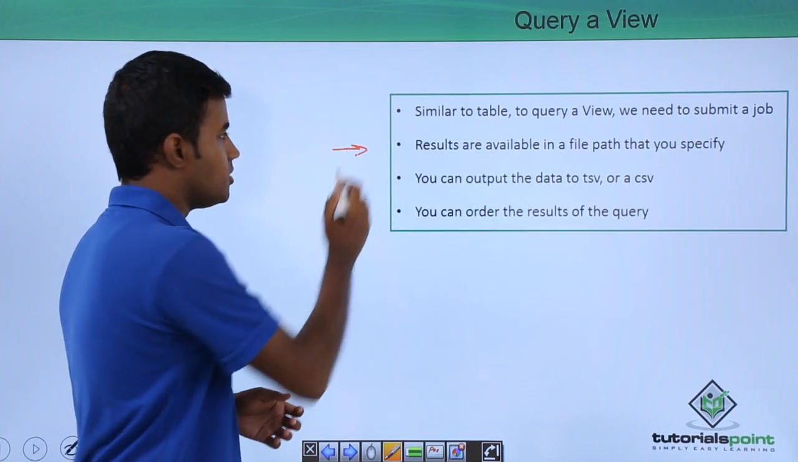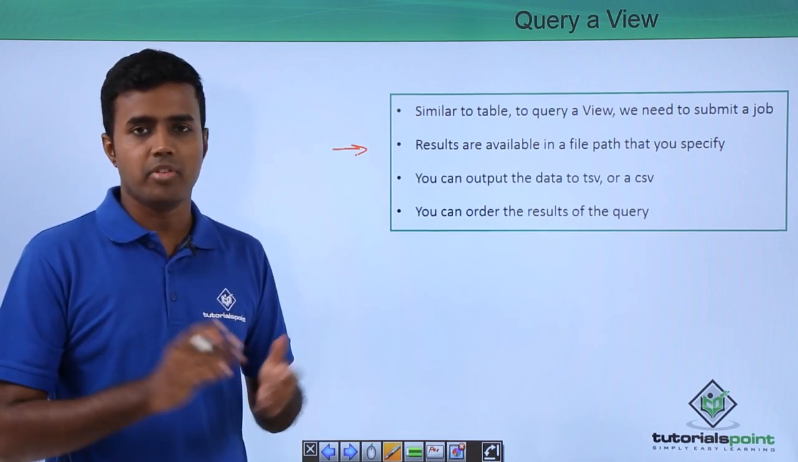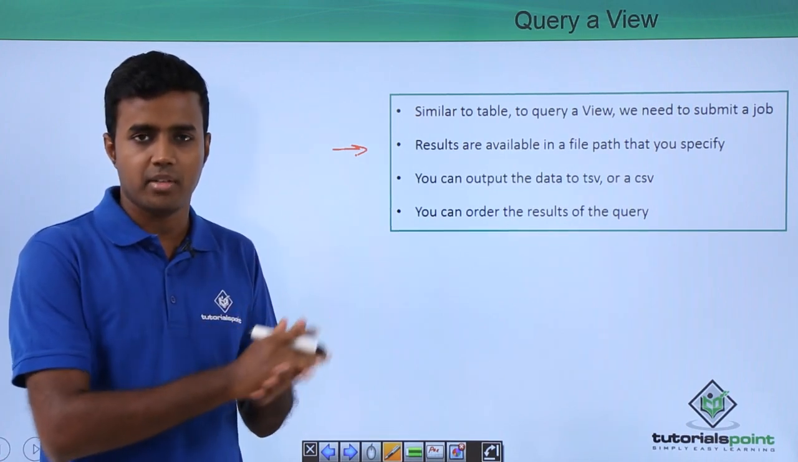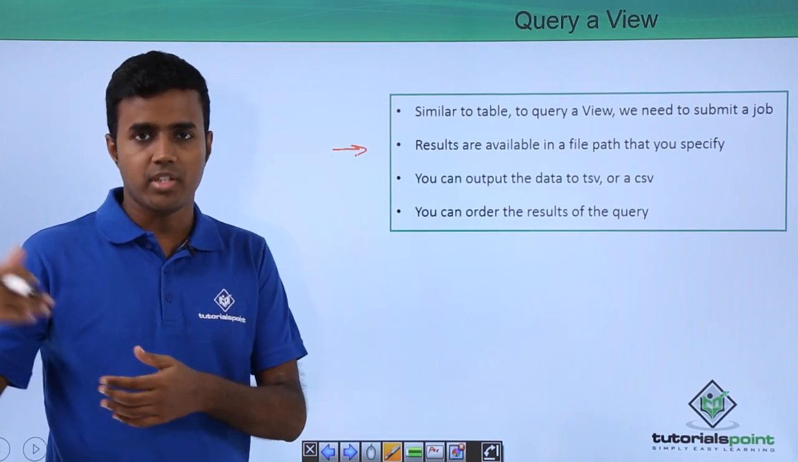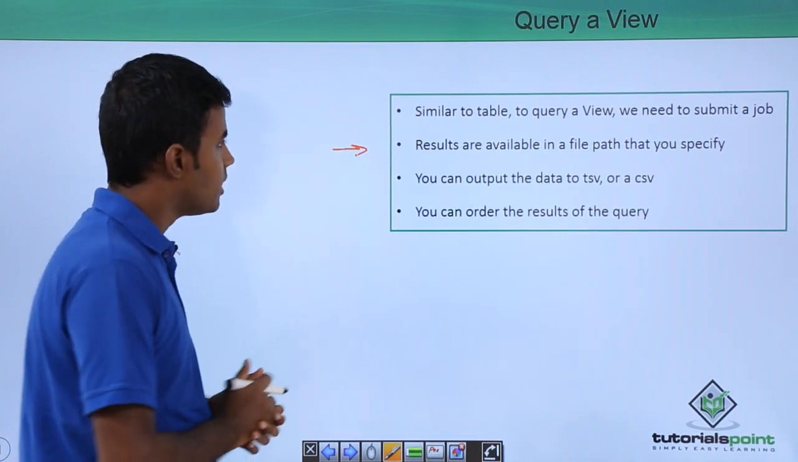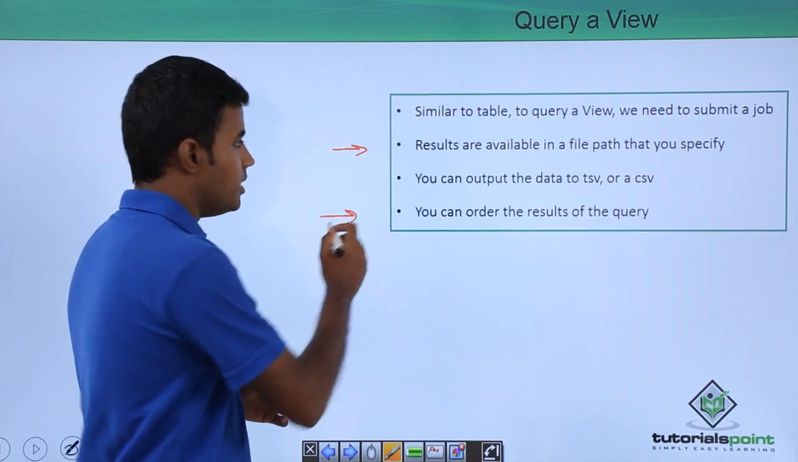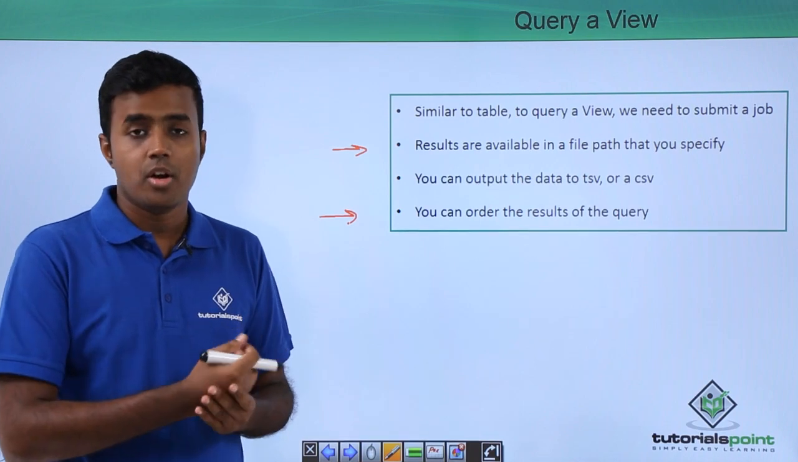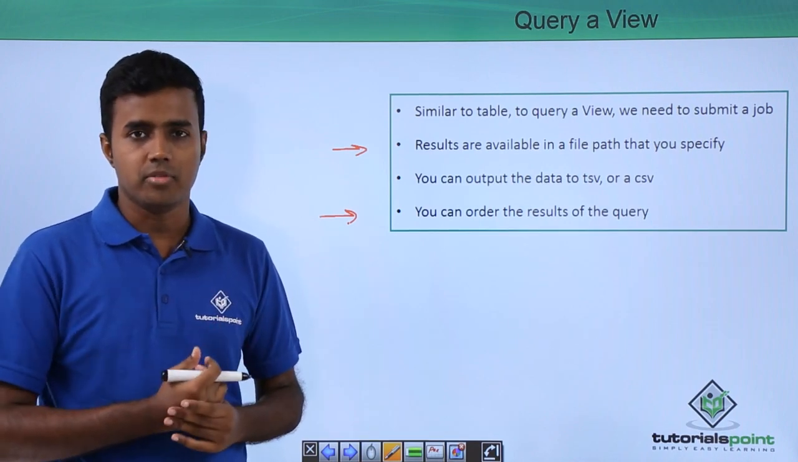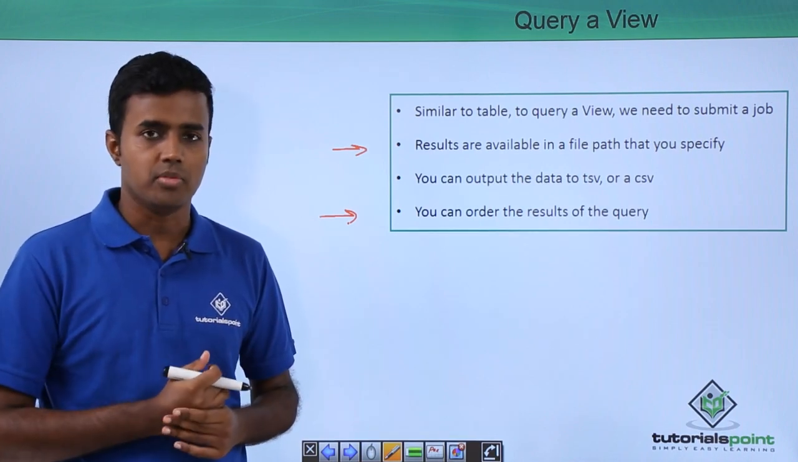So the results, you can basically store them in any of the files, like for example a tab separated file or a comma separated file, in any of the files that you can specify within the output statement, and you can order the results of the query within here when you are querying the view, not when you are creating the view. So let's look at a demo.